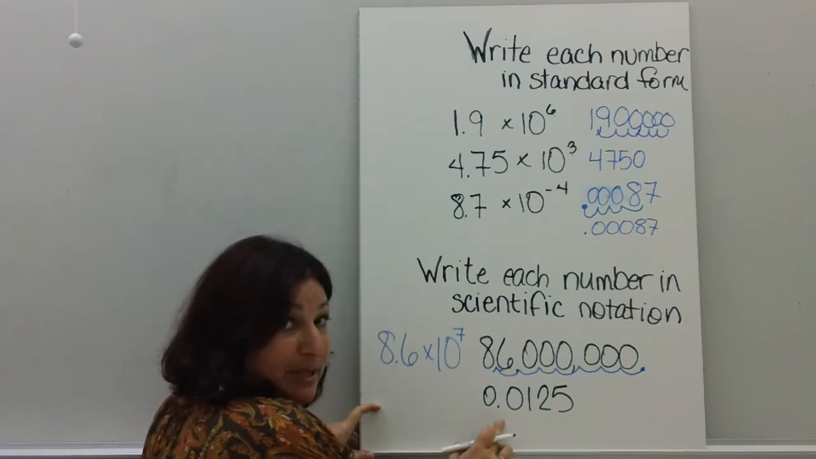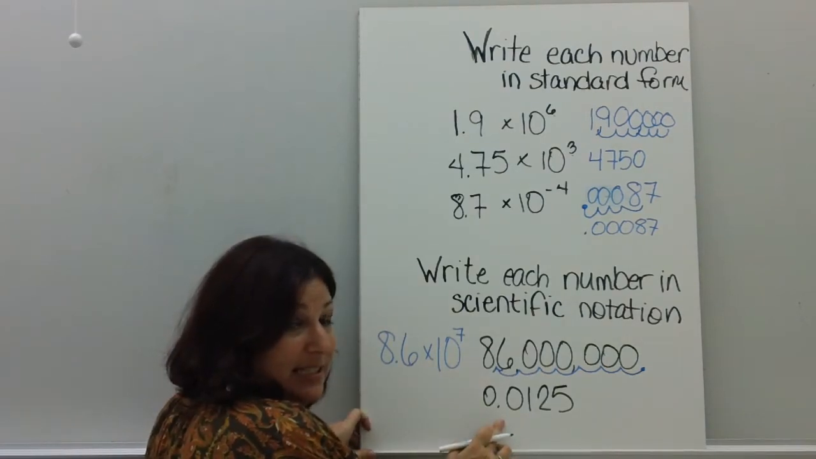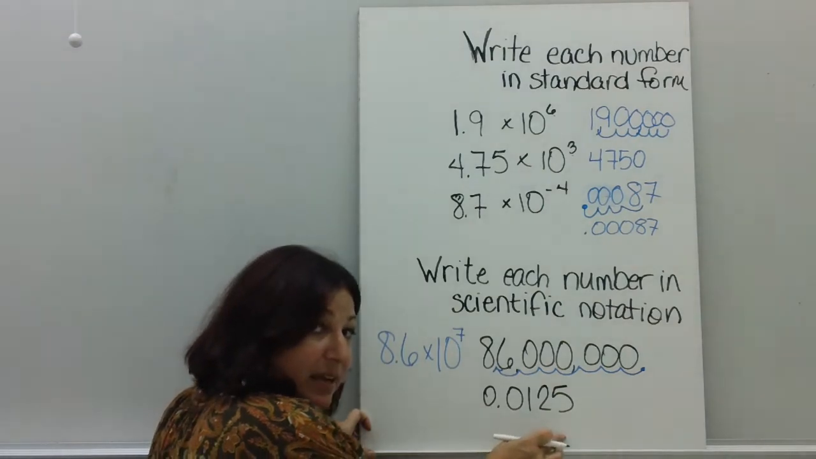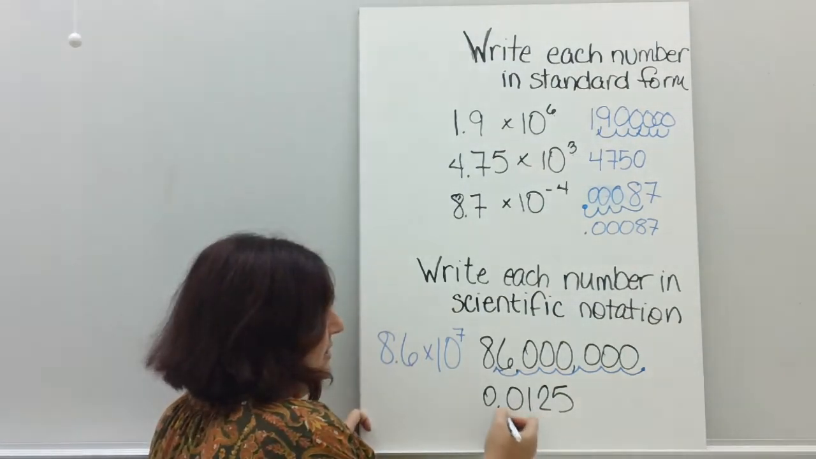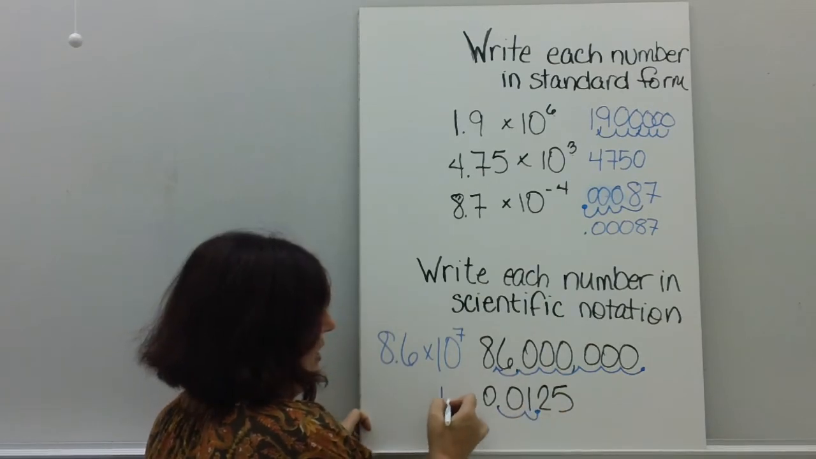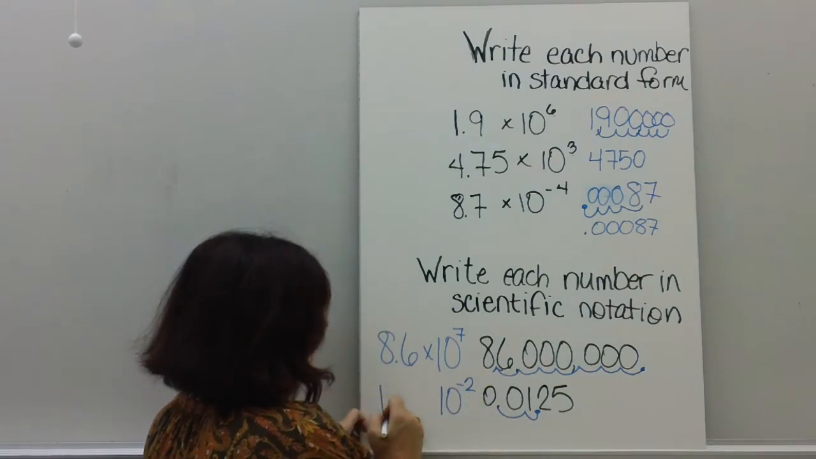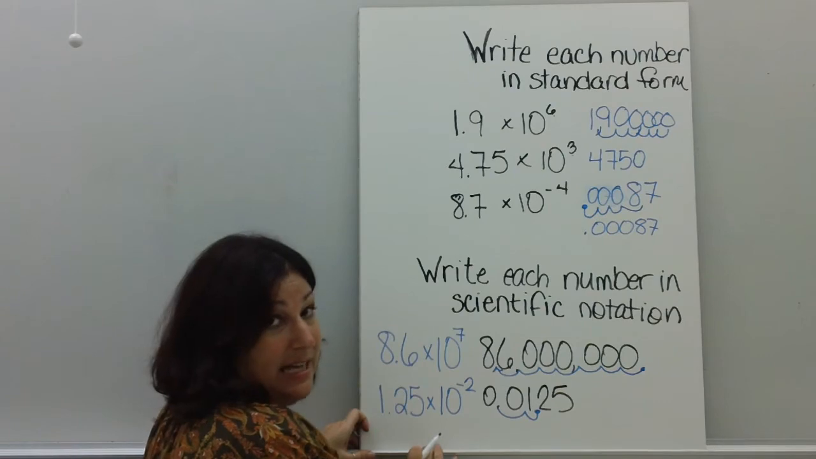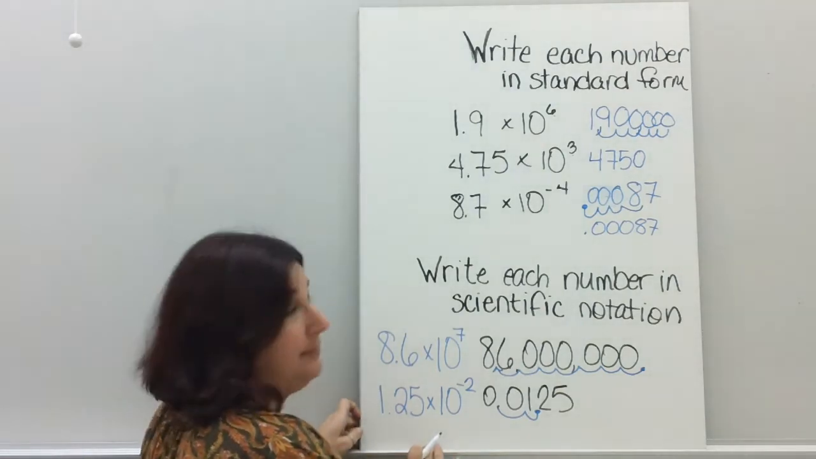If I have a decimal number and I need to put it into scientific notation, because I'm moving in the opposite direction to indicate that I have a decimal number, I know that I'm going to have a negative exponent, and now I have 1.25 times 10 to the negative 2nd power.